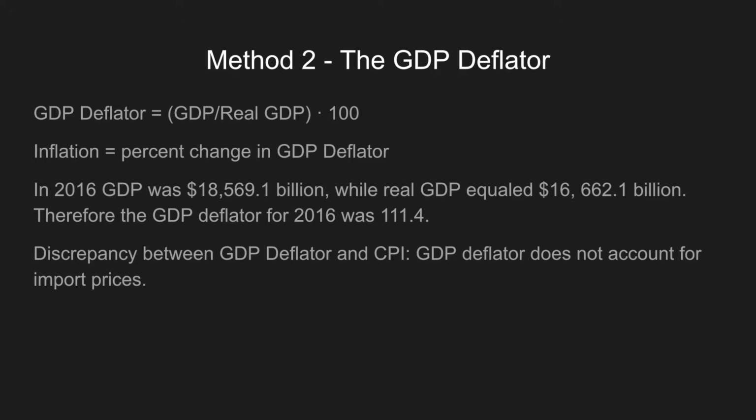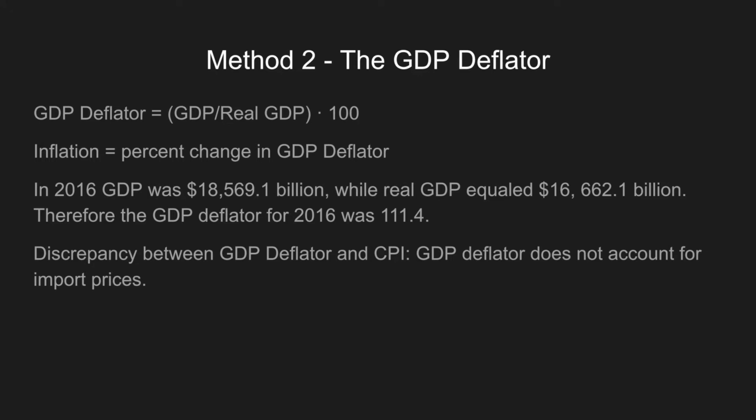To calculate the inflation rate between any 2 years, simply take the percentage change in the GDP deflator. Given that the GDP deflator in 2006 was 94.8, we know that the inflation rate between 2006 and 2016 was 17.5%. The GDP deflator, like the CPI, measures the level of prices in the economy.